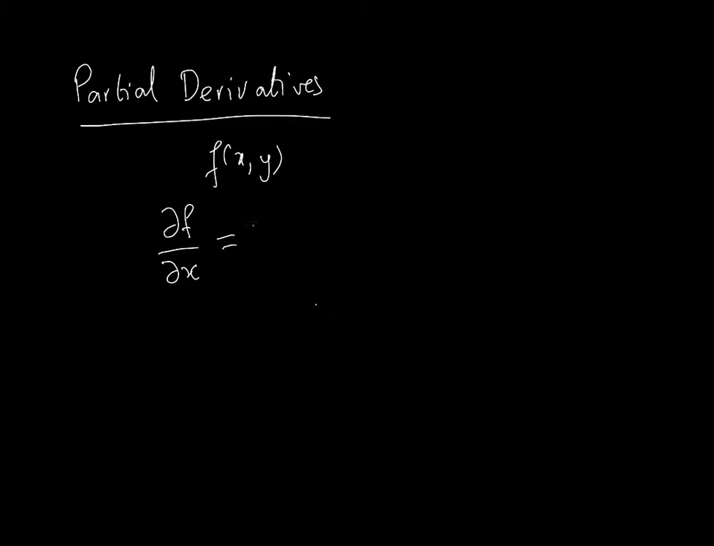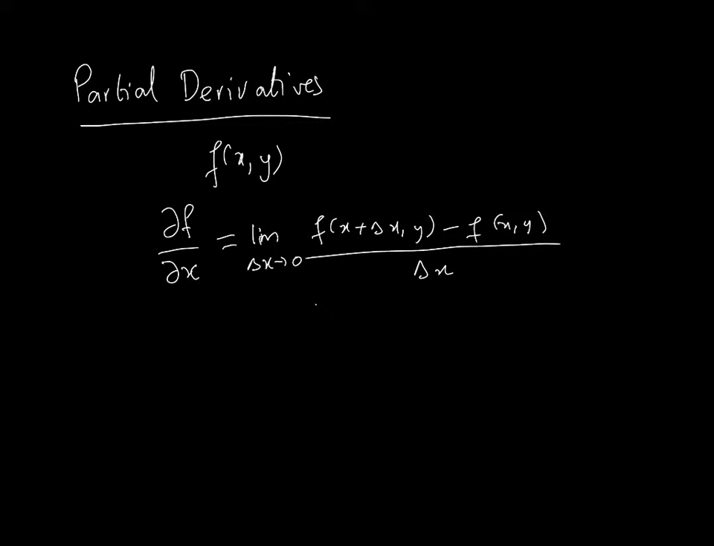Now its definition is from first principles. It's the same as before, only now it's the limit as change in x, delta x, goes to 0, of f of x plus delta x comma y, minus f of x y, all divided by delta x. So this represents the change in x. As you can see, y remains the same, so we consider y steady or constant. The only change we're looking at is in terms of x, so the derivative is only in terms of x.